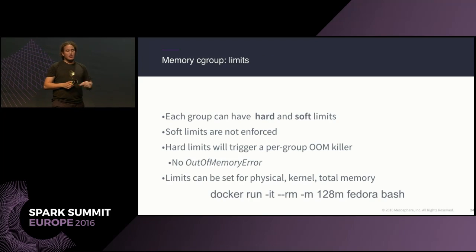Each of those groups can have hard or soft limits. Soft limits are mostly not enforced, but hard limits, which is what most people use, will trigger an OOM killer. This OOM killer can be specified, but that's already the first change if you come from a Java JVM-based world. You don't get an out-of-memory error, but by default, your task will just be killed as soon as it uses too much memory.